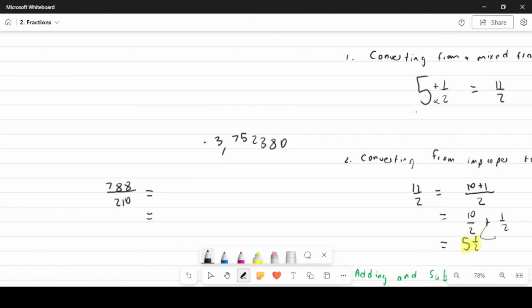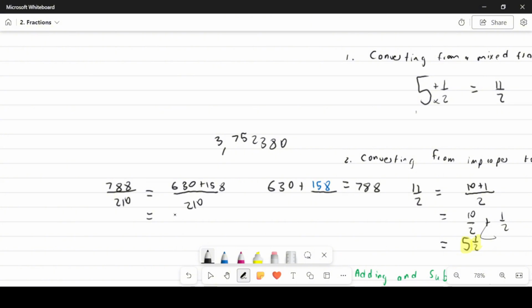Now that we have 3, we'll say 3 times 210 is 630. So 630 over 210. But we cannot just write 630 here because we have to retain the equality. We cannot change the question. Whatever's in the numerator here has to be the same in this numerator. So we're saying that 630 plus some number must give you 788. What is that number? It'll be 788 minus 630. It'll be 158. So 630 plus 158 will give you 788, and 210 and 210 are the same.